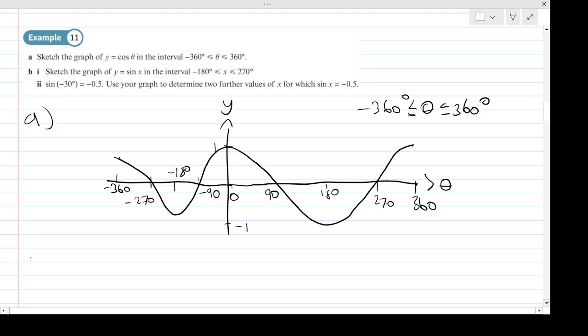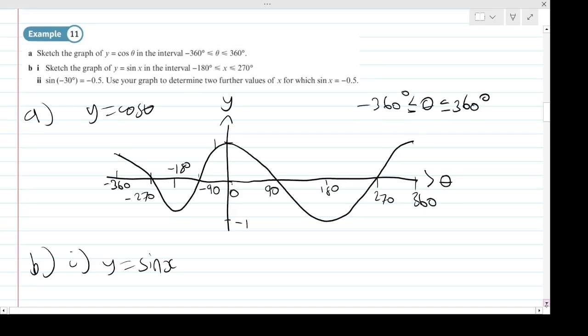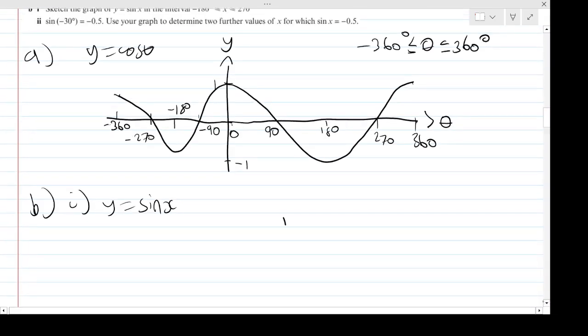Then part B says, firstly, sketch the graph y = sin x. This was cos theta. So now we need y = sin x in this interval between minus 180 and 270. So we're going from minus 180 degrees all the way to 270. So again, let's draw our axis. Let's do the positive part first, right?